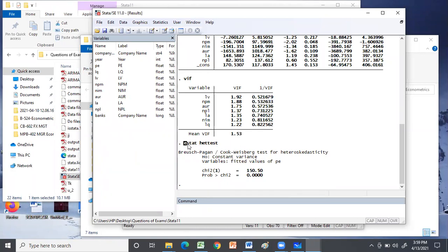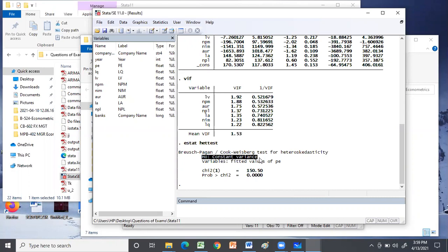If you write down estat hettest, it stands for heteroscedasticity test, and it shows that your null hypothesis is constant variance. If your data set has constant variance, there is no problem of heteroscedasticity, right? But if your data set has non-constant error variance, then your data set has the heteroscedasticity problem.